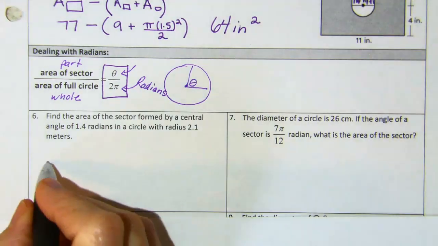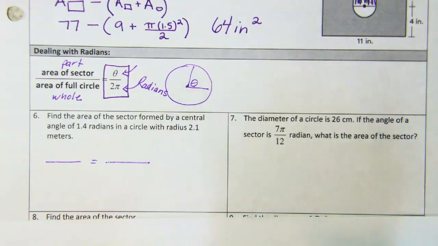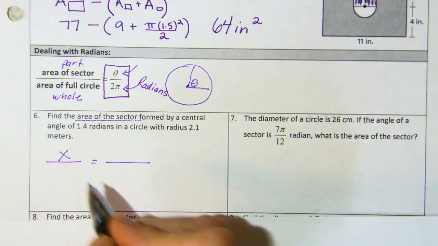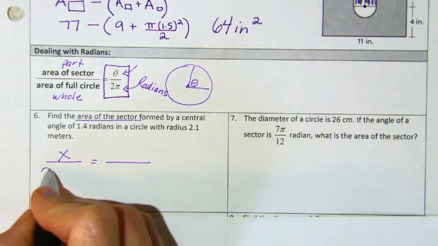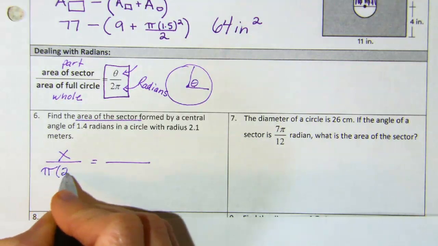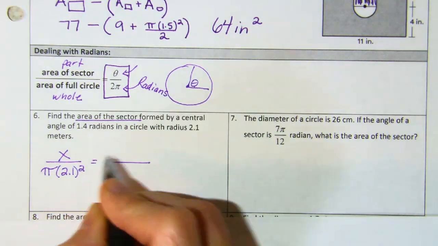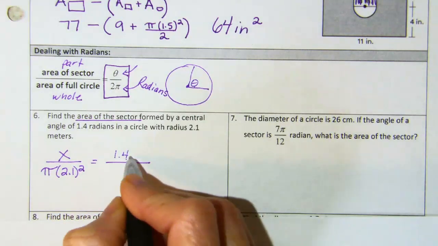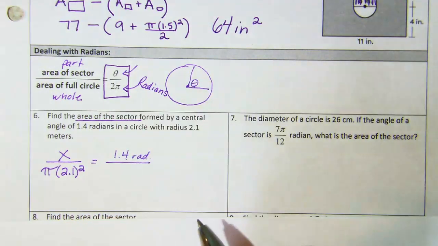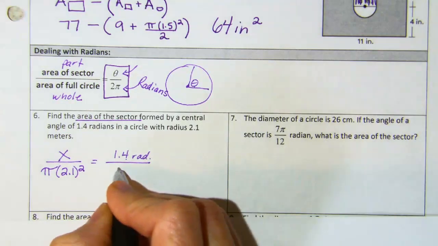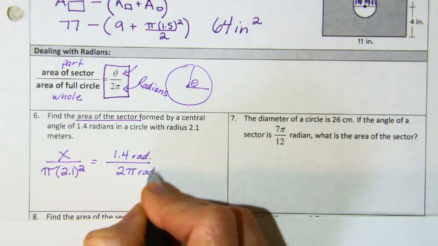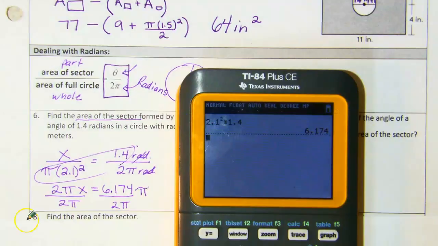So we're just going to draw our proportion, and we're going to say, okay, we're looking for the sector, x, over the whole area, pi radius squared, equals the measure, 1.4 radians, so remember this is in radians, over a whole circle. Remember there's 2 pi radians. So these are now the same unit.